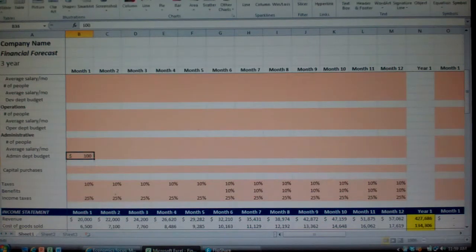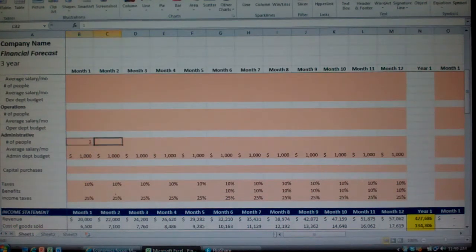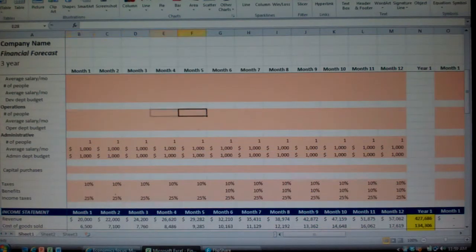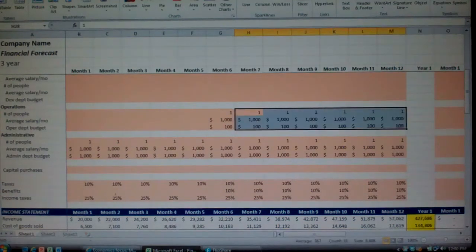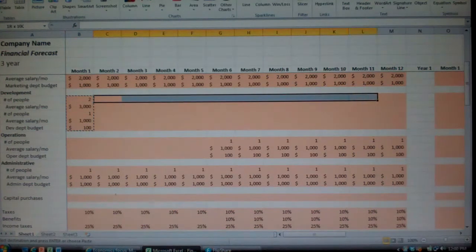I've got insurance and some leases and stuff. That's costing me $1,000. I've got an administrative person at $1,000 a month. I need to pay for them. I need to have a customer service person that I'll hire up here. And they get a budget. And devs. So let's say, well, I need 2 devs at $3,000 a piece. And I need 1 QA at $1,000 a piece. And they need to have a $100 a month budget. Right? So I'm going to carry that across.